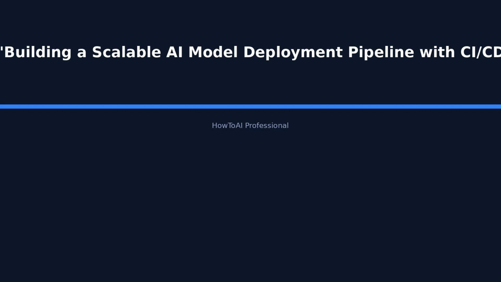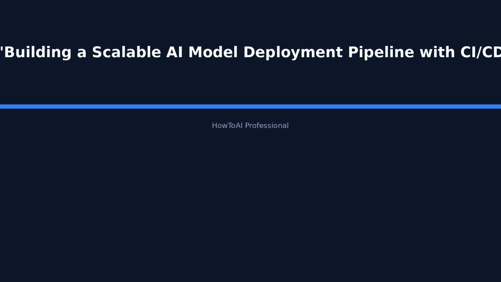Continuous integration for AI models. The next step is to implement continuous integration for your AI models. Start by setting up automated testing for your code. This includes unit tests for individual functions, as well as integration tests that verify if different components of your pipeline work together correctly. In the context of machine learning, automated testing can also include model validation tests.